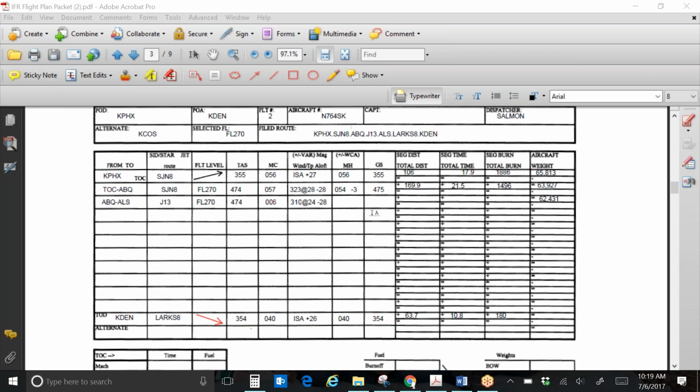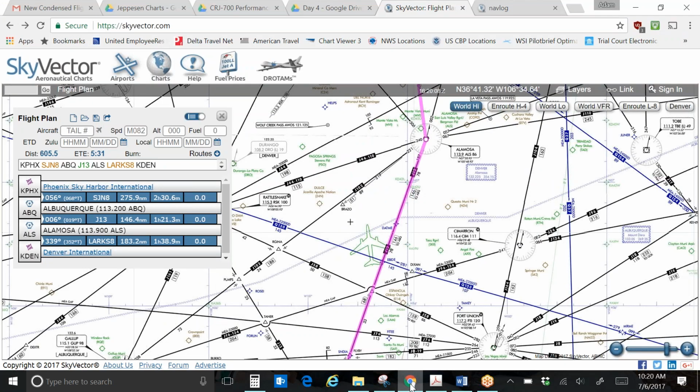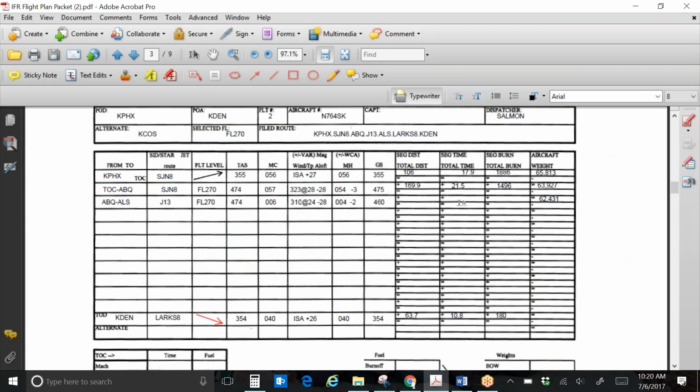Okay, so for -2, that means we're at 004, and it was a -2, and our ground speed is 460. And that total distance on this leg from Albuquerque to Alamosa is 146.4. You can get that right off of Sky Vector. So 146.4. So how long is it going to take us to go 146.4?